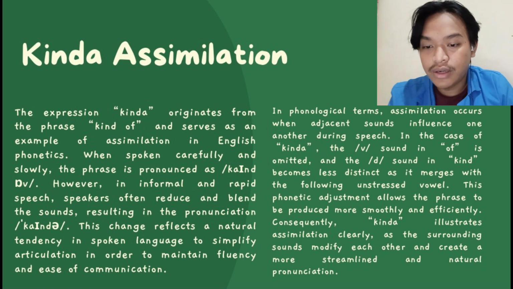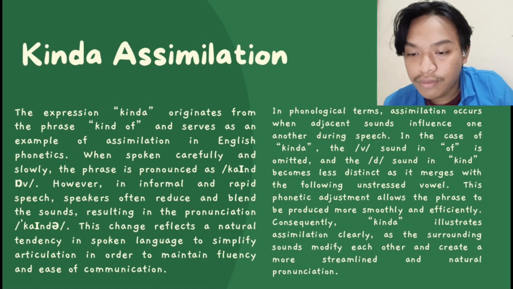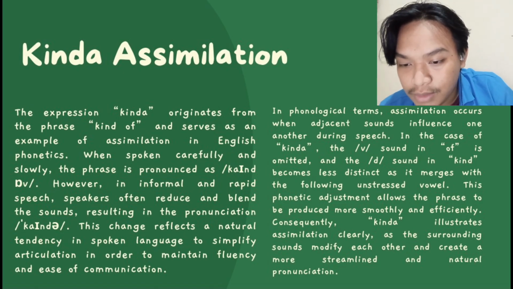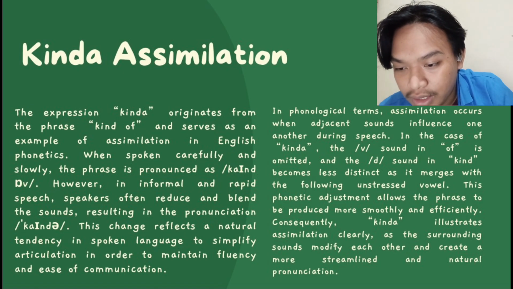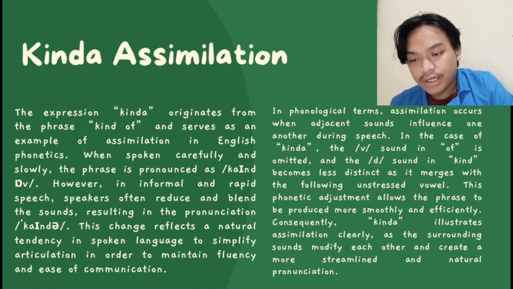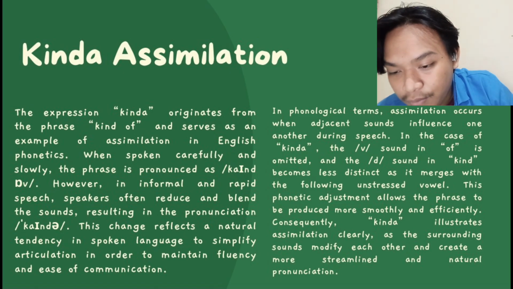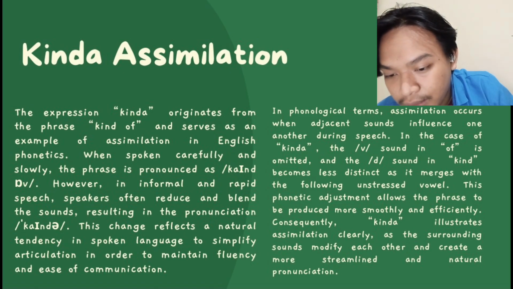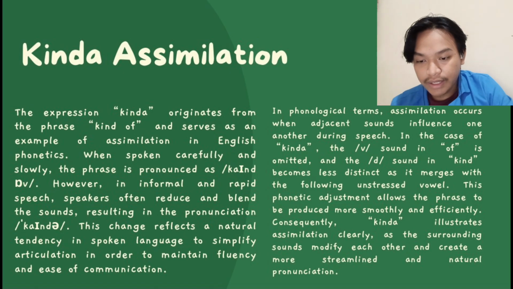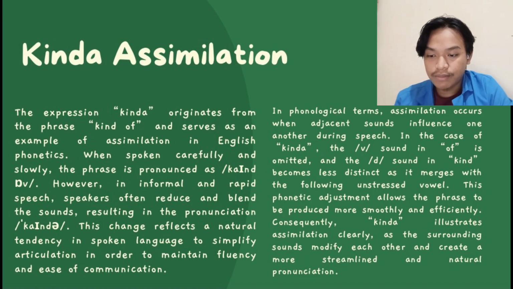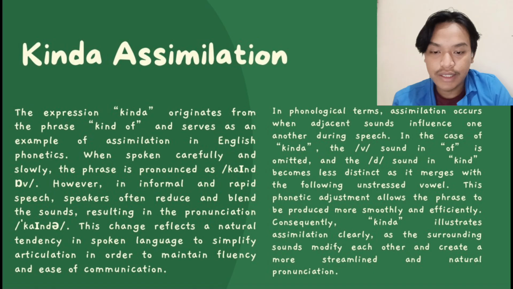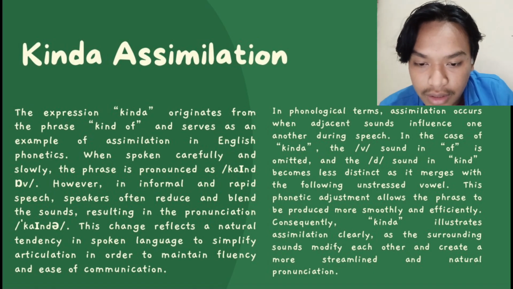The expression kinda originates from the phrase kind of and serves as an example of assimilation in English. Phonetically, when spoken carefully and slowly, the phrase is pronounced as kind of. However, in informal and rapid speech, speakers often reduce and blend the sounds, resulting in the pronunciation kinda. This change reflects a natural tendency in spoken language to simplify articulation in order to maintain fluency and ease of communication. In phonological terms, assimilation occurs when adjacent sounds influence one another during speech.